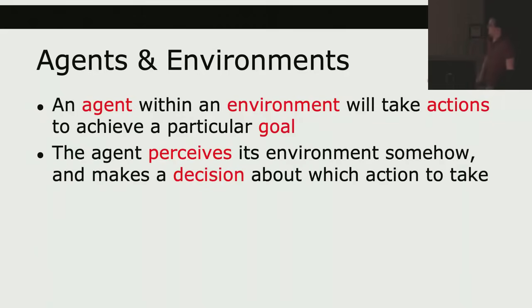The agent perceives its environment somehow and makes a decision about which action to take. Depending on the agent, depending on the environment, you are going to perceive the environment in different ways. So, for example, right now, I am perceiving this class with my eyes, right? There are some things that I can see. There are other things that I can't see, right?